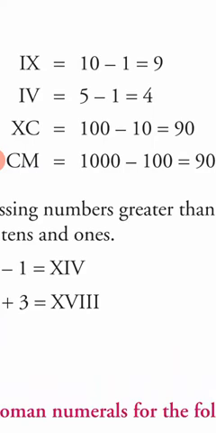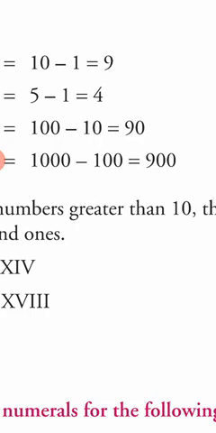Here we have IX, that is 10 minus 1, 9. X is having the value 10 and I is written to the left of it having 1 as a value. So it is 9. And then we have IV, 5 minus 1, that is 4. Then we have XC, 100 minus 10, that is 90. So here you can see that we are subtracting the smaller value from the greater one, because it is written to the left of the English alphabet. Then we have CM, and CM is written as 1000 minus 100 is equal to 900.